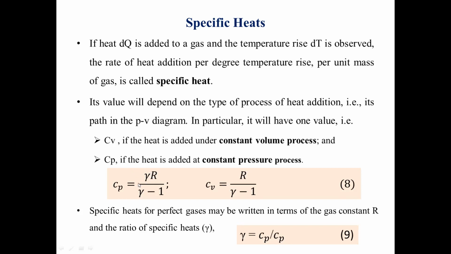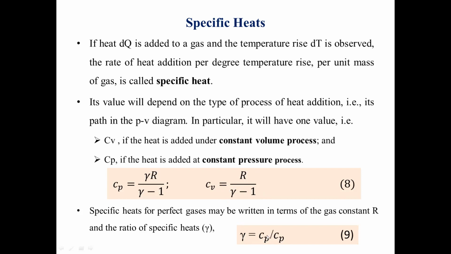In many books, this gamma is represented with the symbol K. So Cp is K R over K minus 1. And the specific heat at constant volume, Cv, is R over gamma minus 1, or K minus 1 instead, you can use. So these are the two specific heat formulations.